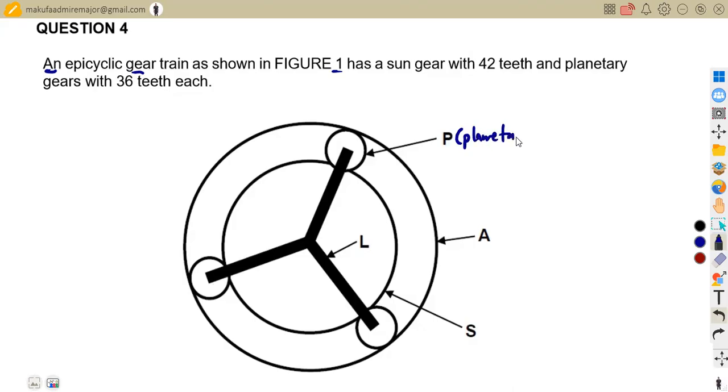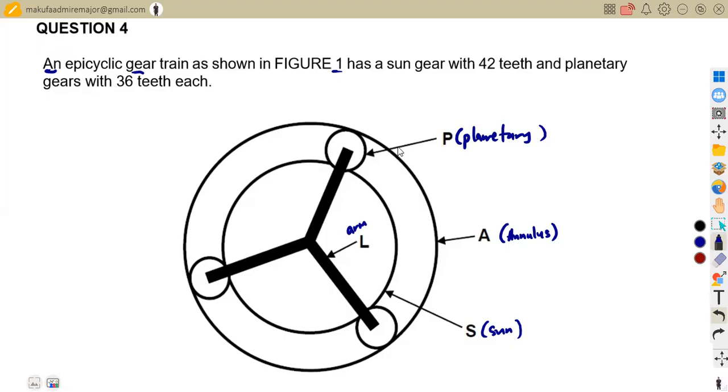Remember, I think now we are used to the formation that we have. Then we've got our A, which is the ring gear, or the annulus. Then we have the sun gear inside here. Then L is representing the arm. So this is our arm in this case, all right?